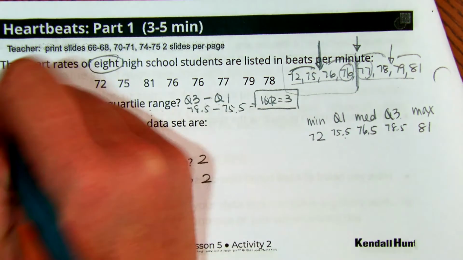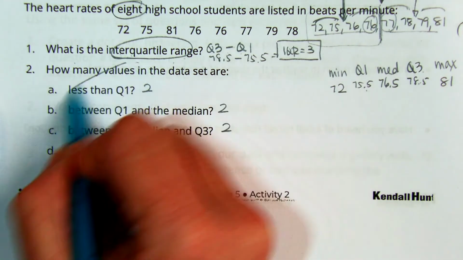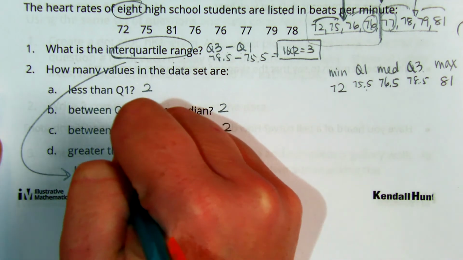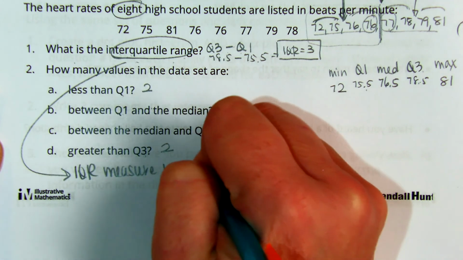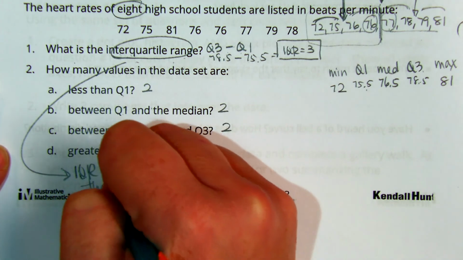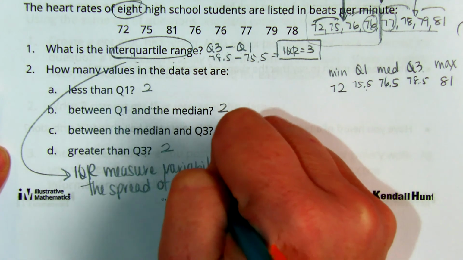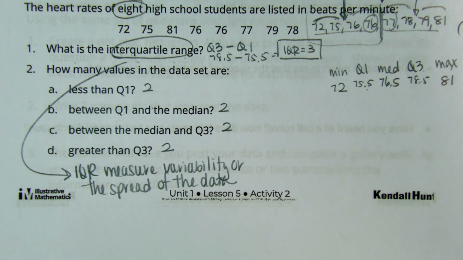One thing we need to talk about is, what is IQR? So IQR measures variability, or the spread of your data. We will talk more in depth about that in a little bit.